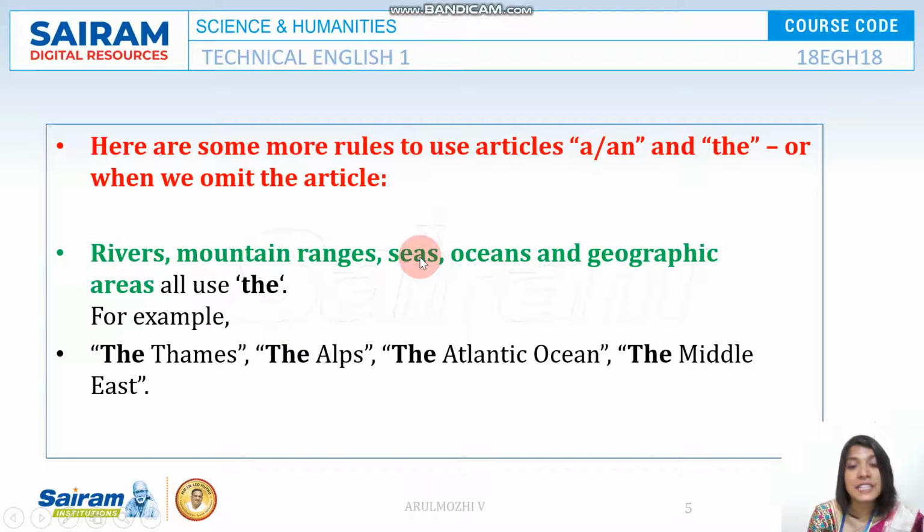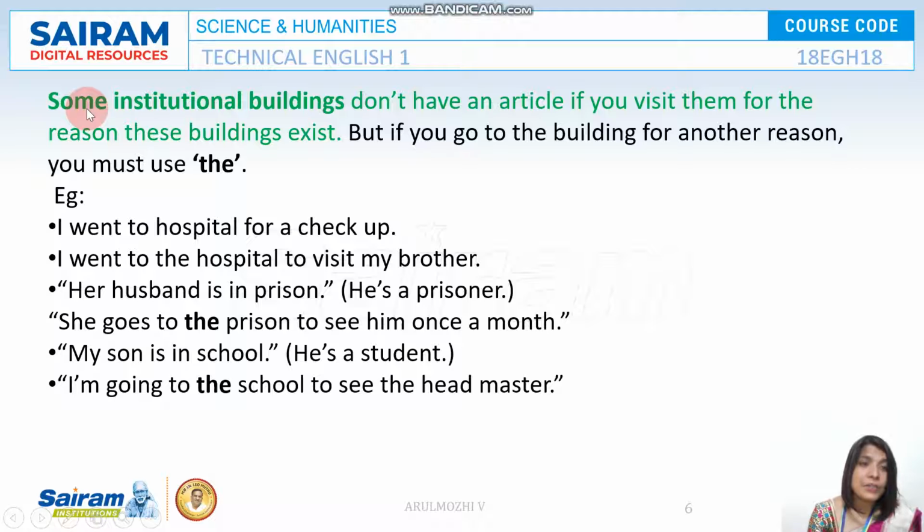Seas, like the Bay of Bengal. And we use "the" before oceans like the Atlantic Ocean, the Arctic Ocean, the Pacific Ocean, and before geographic areas like the Middle East. And we use "the" before institution buildings at times, but we don't use it at other times. Why? Let's check out the reasons.